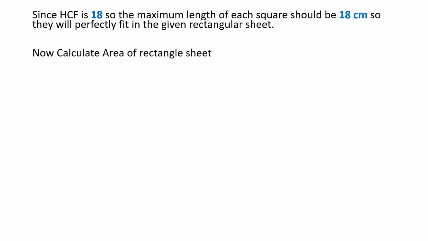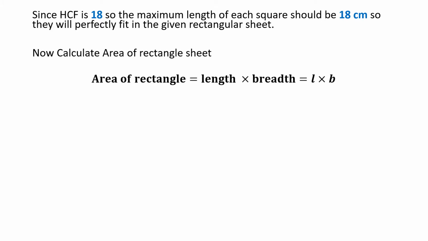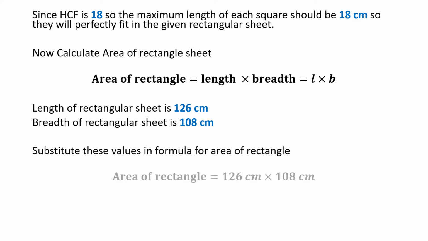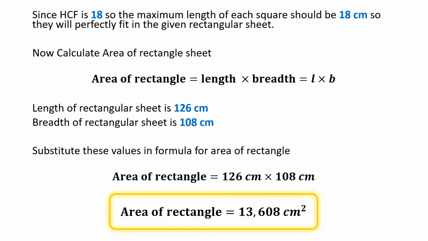Now calculate the area of the rectangular sheet. Area of rectangle is equal to length multiplied by breadth. Here the length of the rectangular sheet is 126 cm and the breadth of the rectangular sheet is 108 cm. By substituting these values in the formula for area of rectangle we have the area of the rectangular sheet, that is 13,608 cm square.